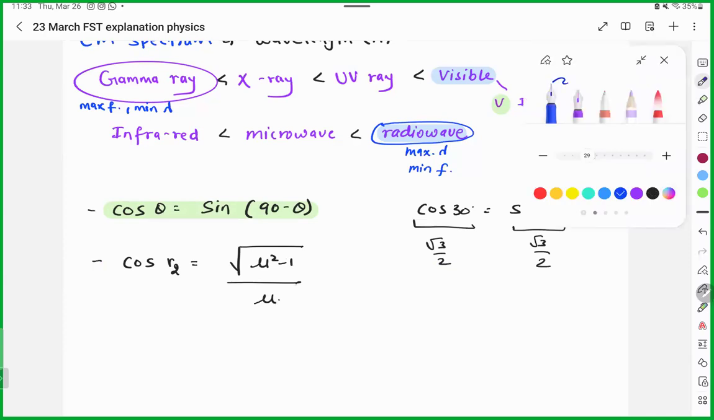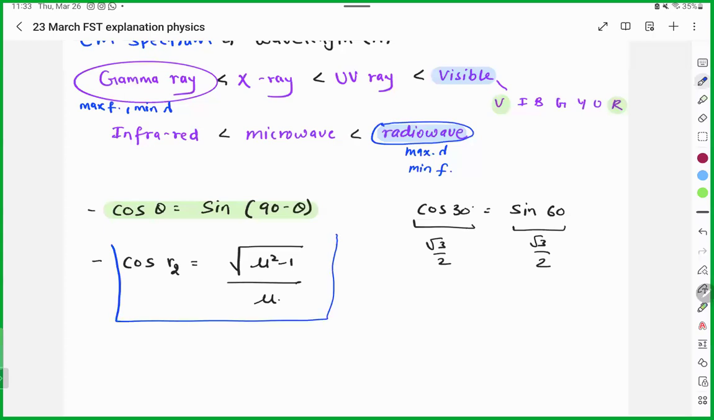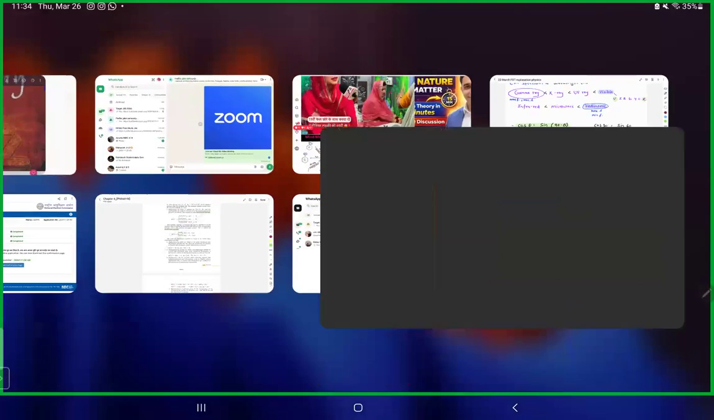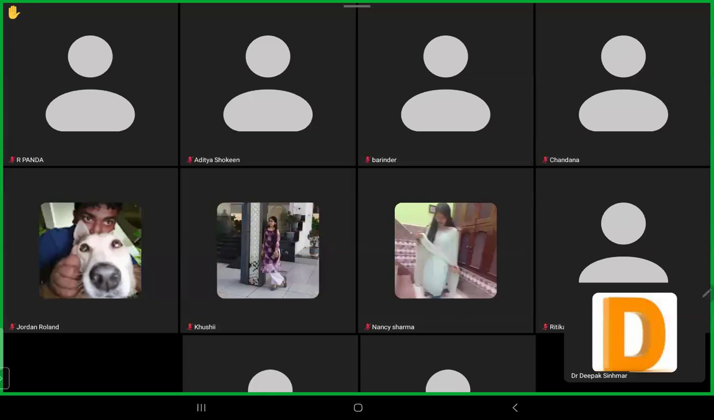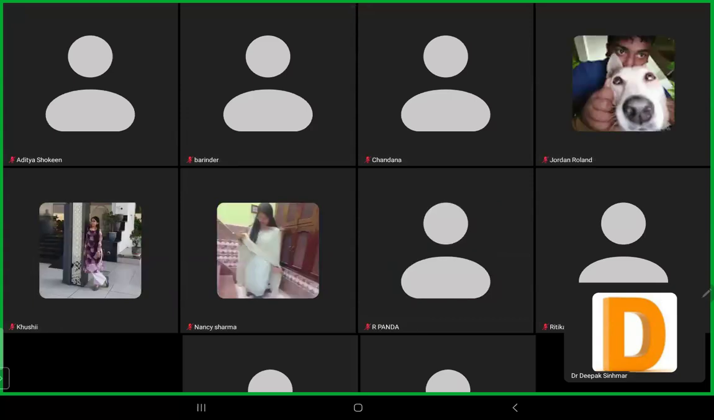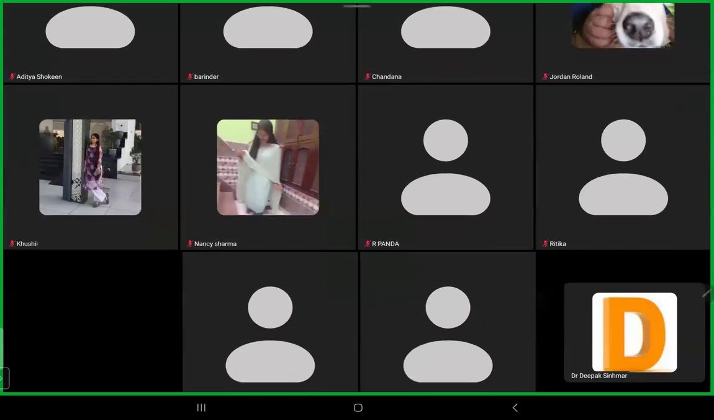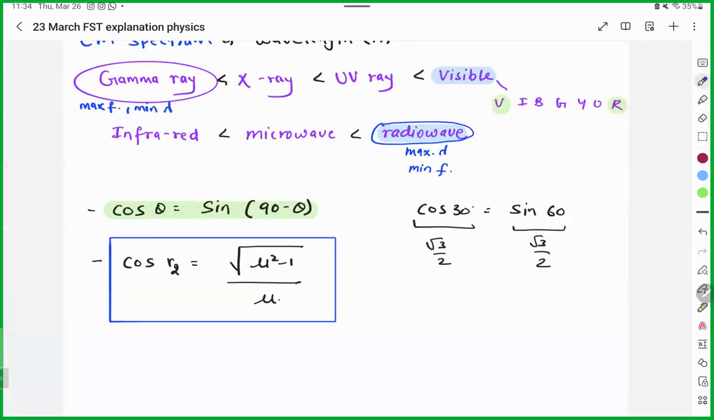Most probably you must have heard this for the first time. How many of you have heard this formula before? Cos R2 is equal to, who knows? Very good, I liked that. Rishikesh, good. Any other person who heard this formula before? Cos R2 is equal to nu square minus 1 under root by nu. If not, don't worry, note it down.